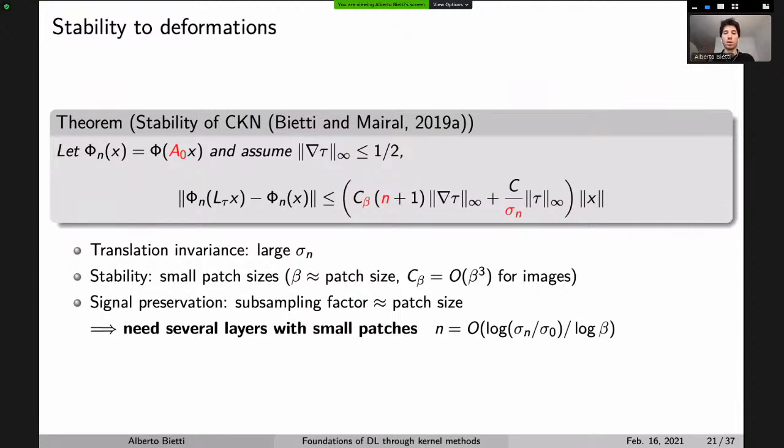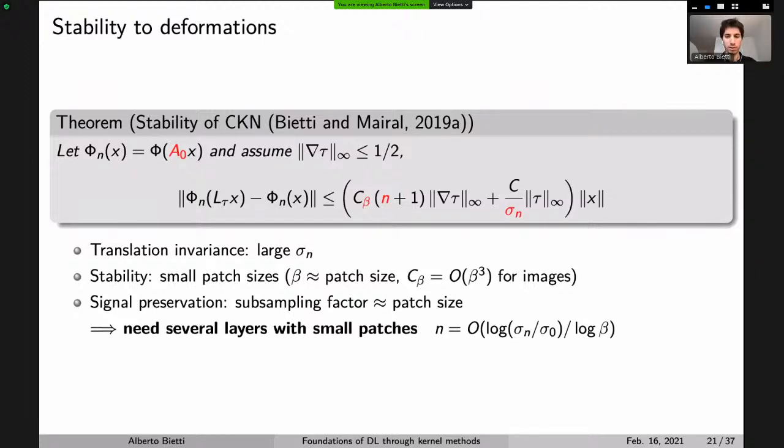But if you use patches that are too large, then this will actually be much worse. Beta may be the size of the image, or beta will be equal to sigma n if you only use one layer. Maybe beta has to be of the order of sigma n, whereas if you use many layers, it's of the order of log of sigma n. So you get this exponential improvement in stability by using small patches and many layers. This shows a benefit of depth in terms of the stability to deformation property.